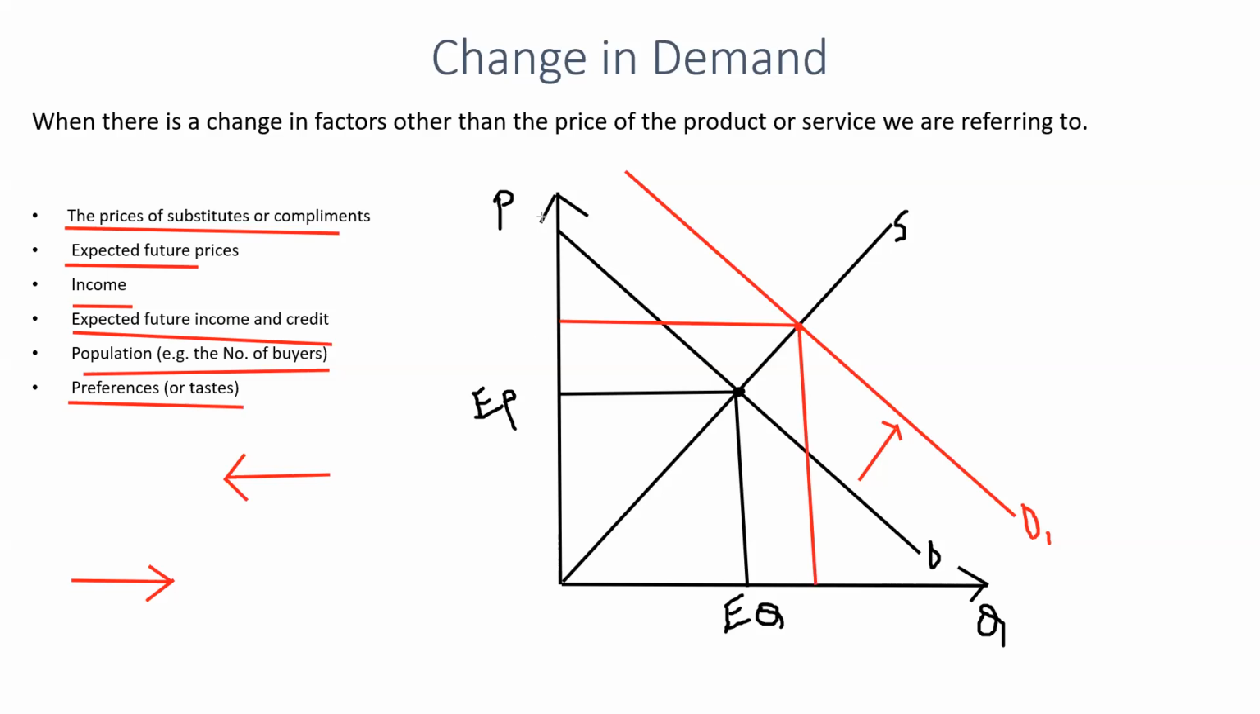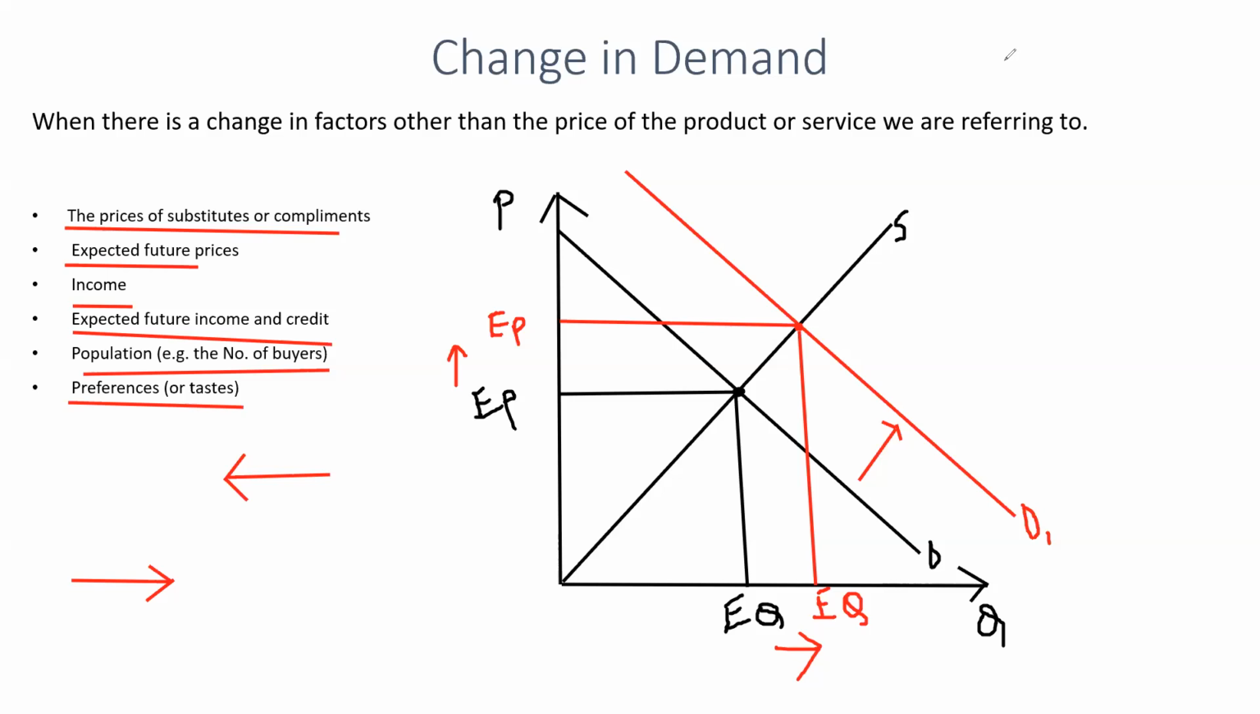Remember, this is not your price and quantity, so please don't say prices will increase. Prices depend on what the seller decides. This is the equilibrium price that will increase, and here it is the equilibrium quantity that will also increase if the demand increases. Okay, so that's a shift in the demand curve to the right.